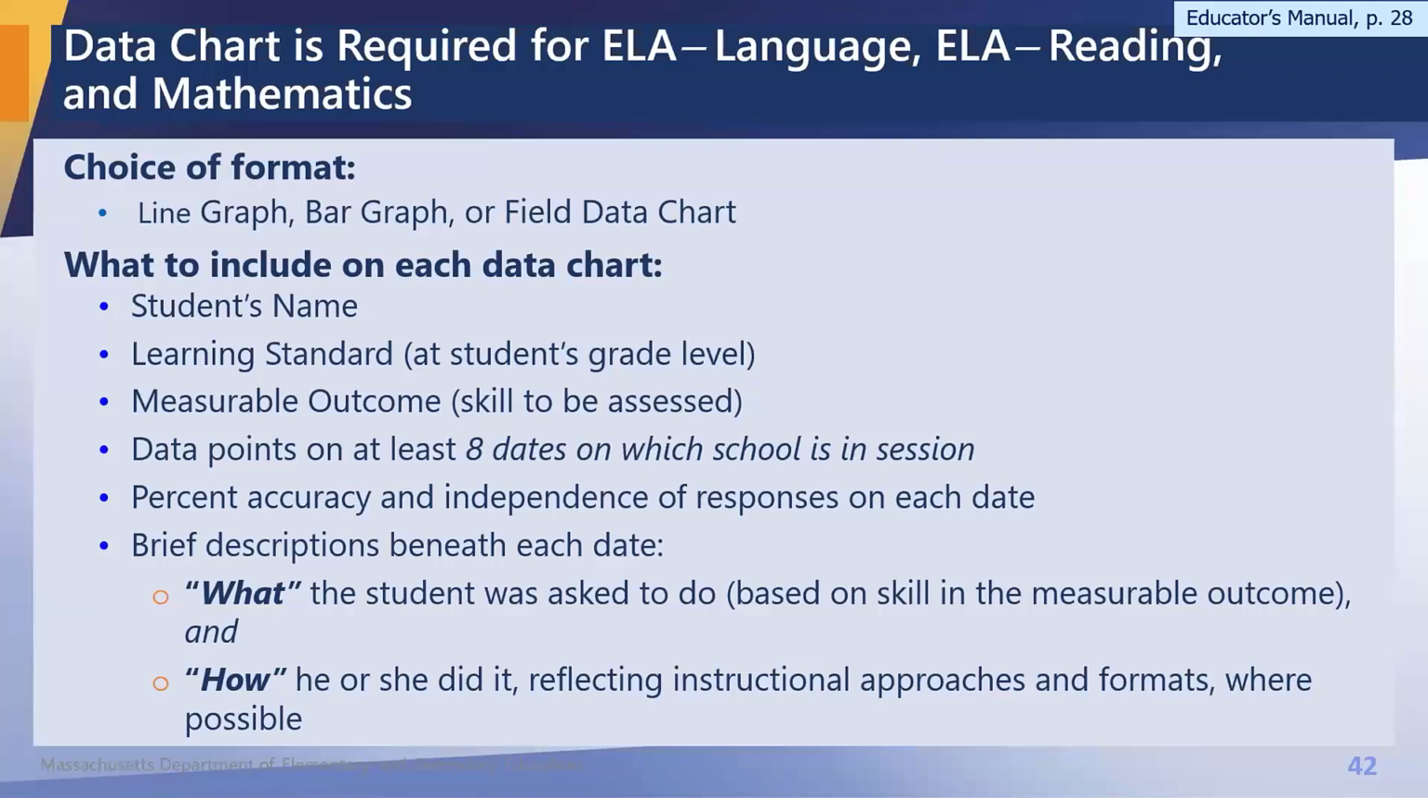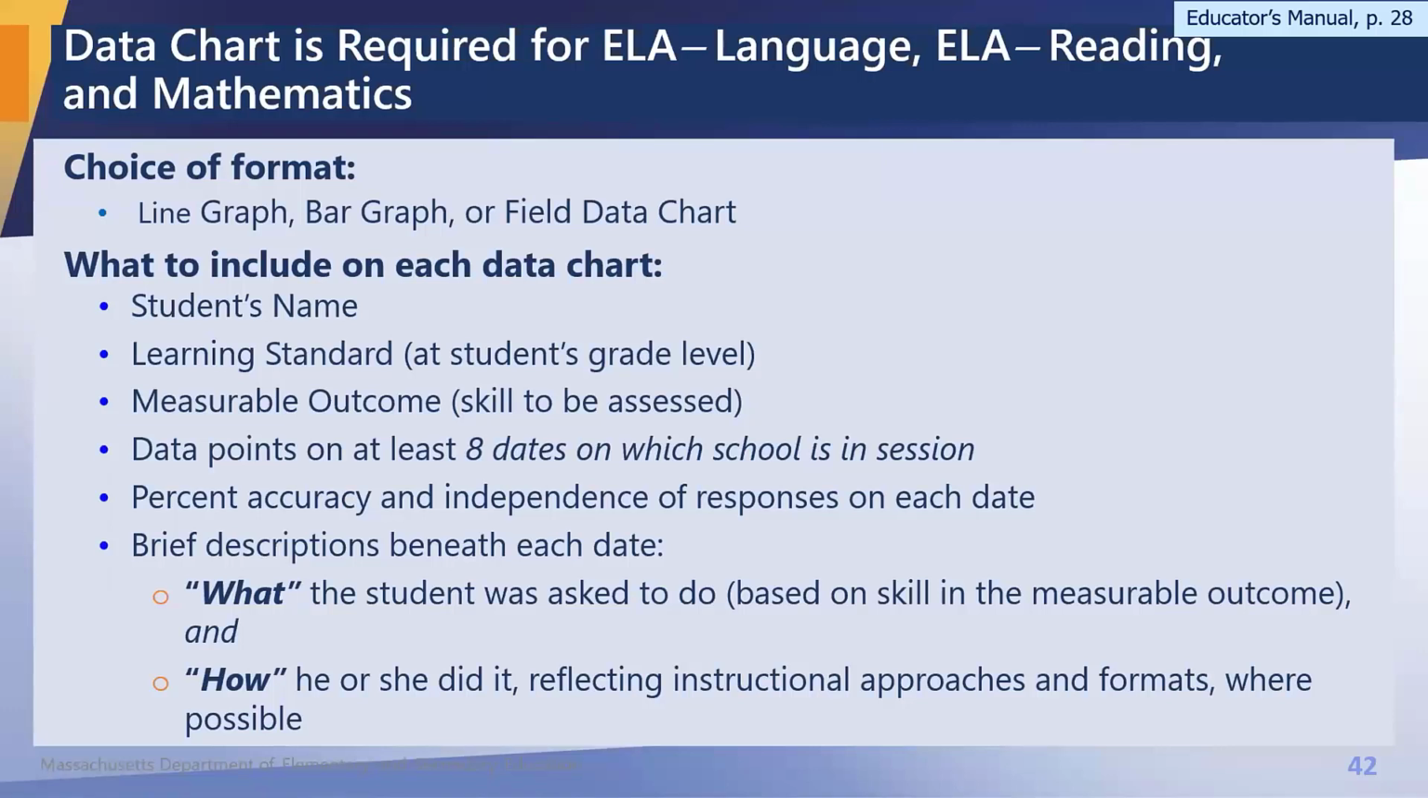What you need on that data chart is the student's name, the learning standard, which is always at the student's grade level. We don't spend a lot of time talking about that. Kevin showed you where to find it, how to click on it, and how to get it into the Forms and Graphs. But we're always going to start with the student's grade level learning standard. And then we're not going to think about it again. It doesn't have to align exactly with our entry point. We're going to choose our entry point, our access skill, and create our measurable outcome.